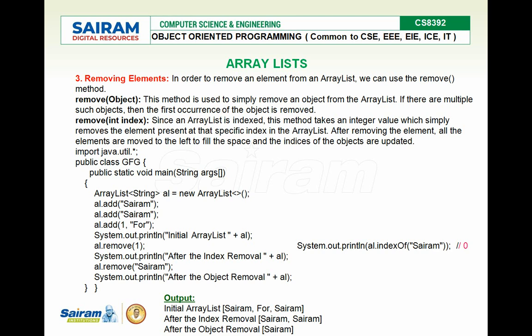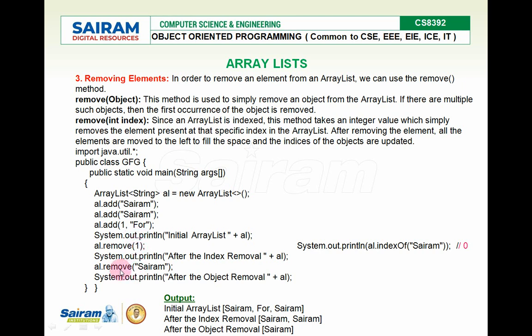And next is removing elements. This we have already seen, right? Remove is the method. You can remove either with the index or the element itself. See over here, AL dot remove 1. In that location, far is there, so far is going to be deleted.